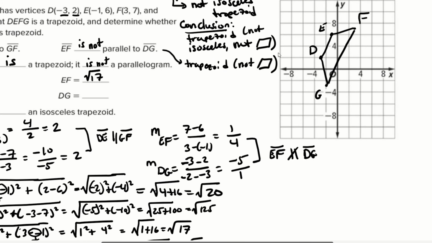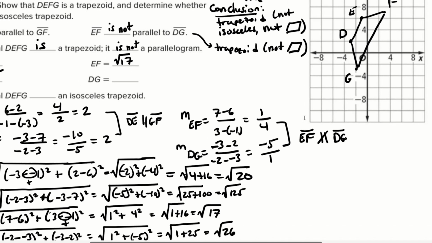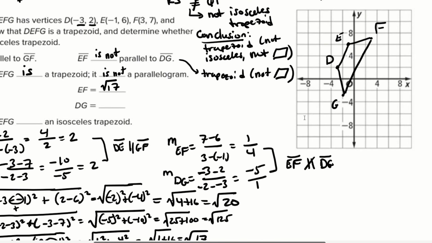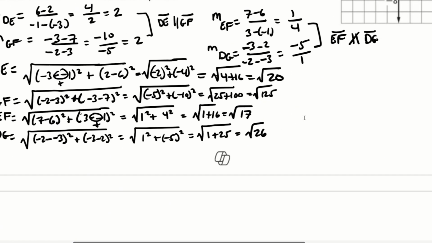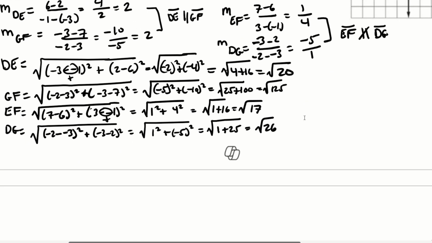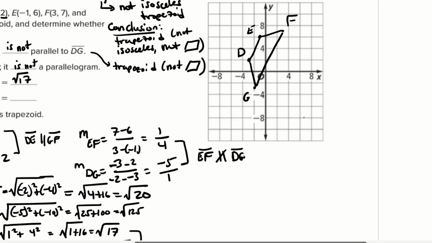It looked like this could have been the same length as that, but no, this is actually a little shorter than that. And so we can see that it's a trapezoid, according to this, but it's not an isosceles trapezoid. Remember, the ones that made it isosceles were DG and EF. If DG and EF were congruent, it would have been isosceles.